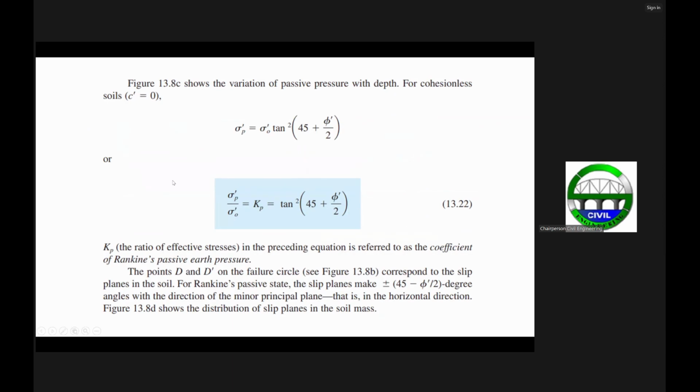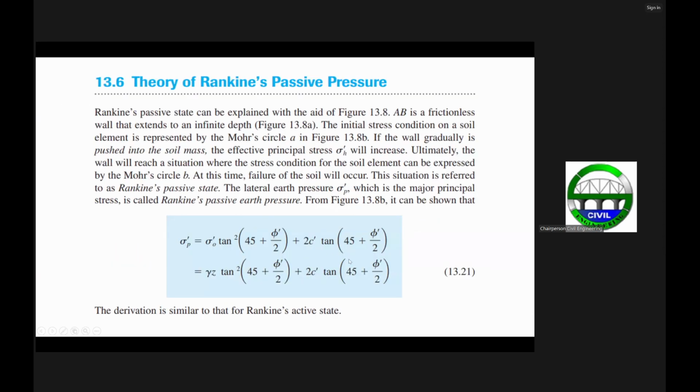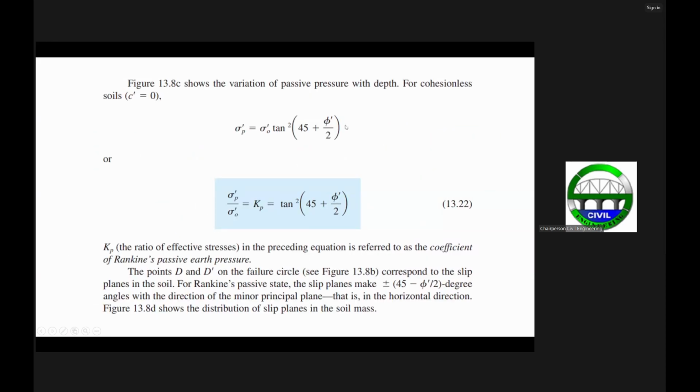Again, for cohesionless soils, C prime is 0. So if C prime is 0, everything here will be gone, and you only have this term here, which is now your gamma C. Then if you take the ratio of sigma sub P prime over sigma sub O prime, that's the passive earth pressure over the overburden pressure, that's O for overburden, that is equal now to K sub P.